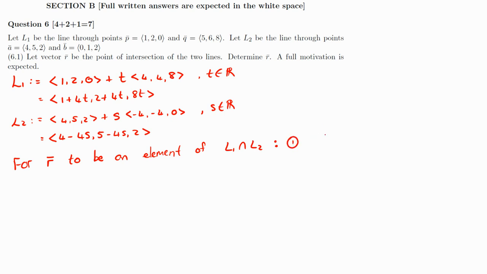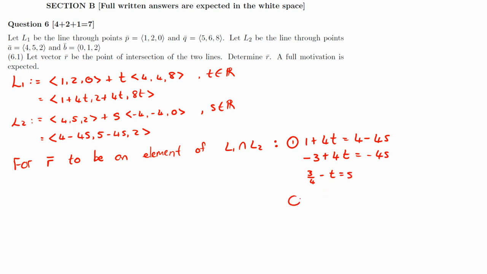first equation that should hold would be 1 plus 4t is equal to 4 minus 4s. Okay, so let's just simplify this a little bit. If you take over this 4, it becomes minus 3 plus 4t is equal to minus 4s. If we divide by minus 4, we get 3 over 4 minus t is equal to s.